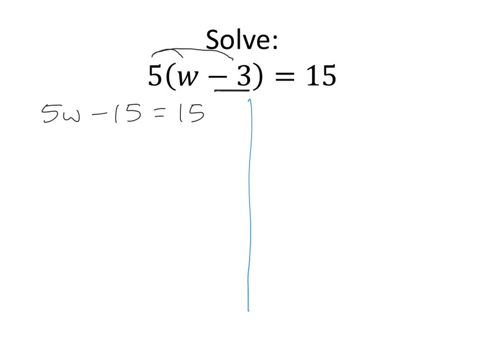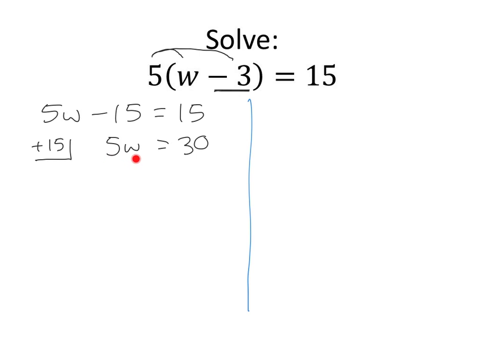And so now 5 times w take away 15, the last thing that's happening is the 15 has been subtracted, so that's the first thing I need to undo. The opposite of subtracting 15 is adding 15, so that would leave me with 5w, and because I'm adding 15 to both sides, it cancels the minus 15 there. Adding 15 to the 15 there would give me 30.